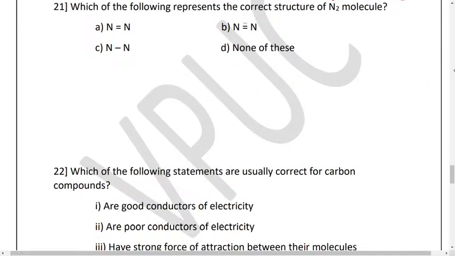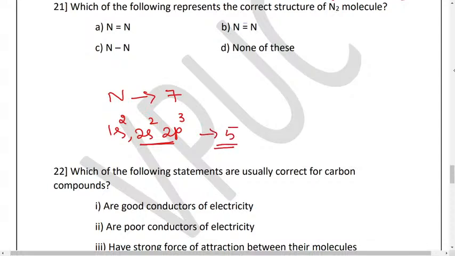Dear students, the given question here is: which of the following represents the correct structure of N2 molecule? Which of the following represents the correct structure of nitrogen molecule? Now if I consider nitrogen, the atomic number of nitrogen is 7. If I write the electronic configuration, 1s2, 2s2, and 4 electrons are used out of 7. How many electrons remain here? 3 electrons. The outermost main energy level, the second main energy level, nothing but the valence shell, contains how many electrons, dear students? 5 electrons. These electrons are called the valence electrons of nitrogen.